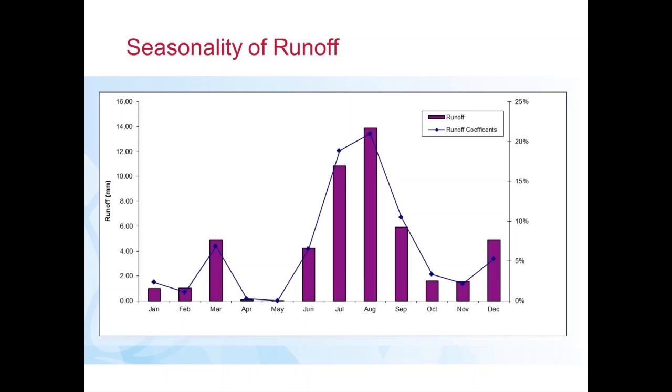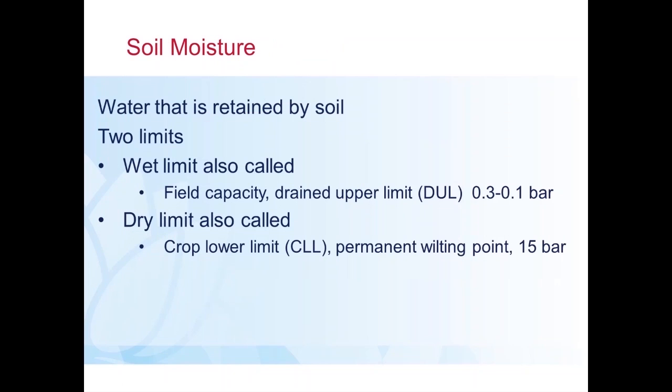I'm quite happy to talk about runoff for quite a long time, but I'll get onto some of the other aspects of surface water balance and surface hydrology. I'll flip now to talking about soil moisture. Soil moisture is just water that's retained by the soil. We tend to be interested in the two limits of soil moisture, the wet limit and the dry limit.